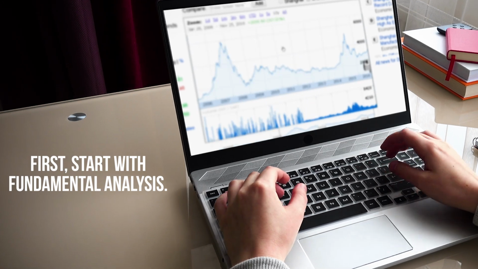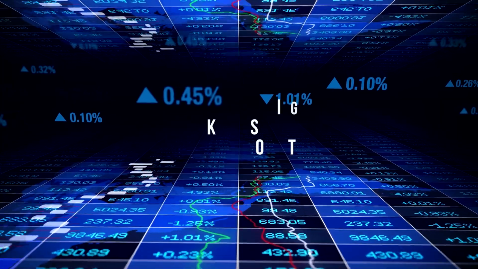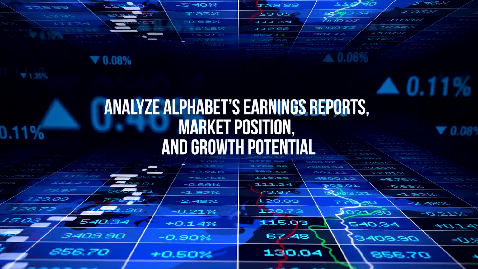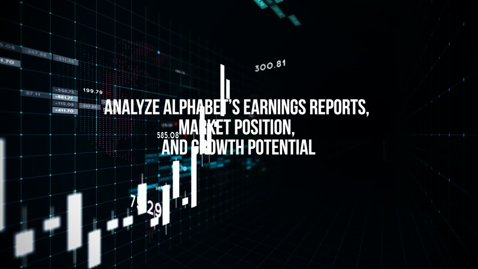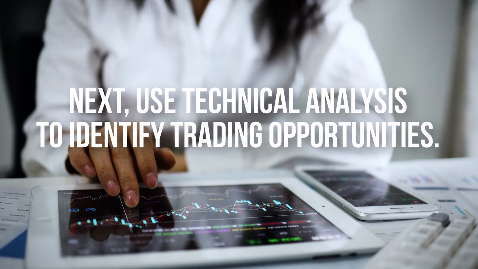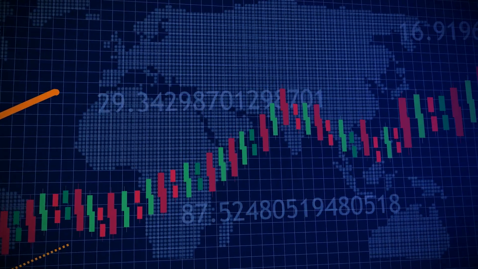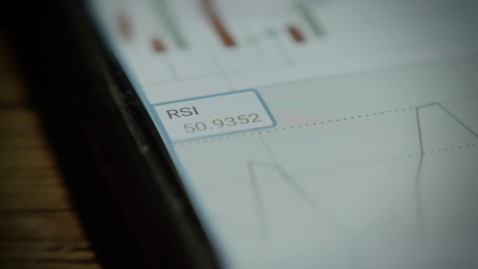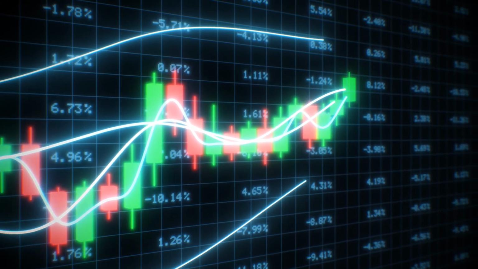First, start with fundamental analysis. Analyze Alphabet's earnings reports, market position, and growth potential to guide your decisions. Next, use technical analysis to identify trading opportunities. Look at price charts, track trends, and use indicators like RSI and Bollinger Bands to time your trades.